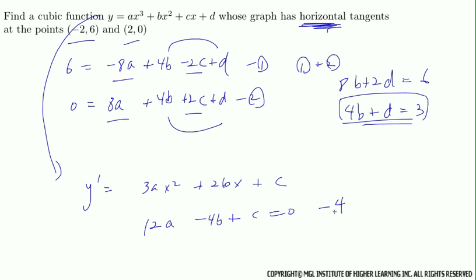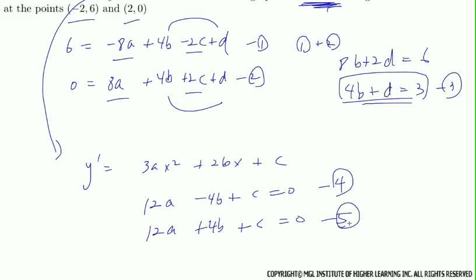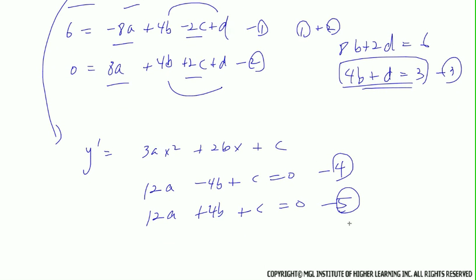Let's call that 4. Let's call this 3. And if you plug in 2, you get 12a plus 4b plus c. It's also equal to 0. Let's call that 5. Okay, so this one, 4 and 5 is really great because a and c line up. So if we do 4 minus 5, the 12a and c will subtract each other out, and we get minus 8b is equal to 0, so b is going to be 0.